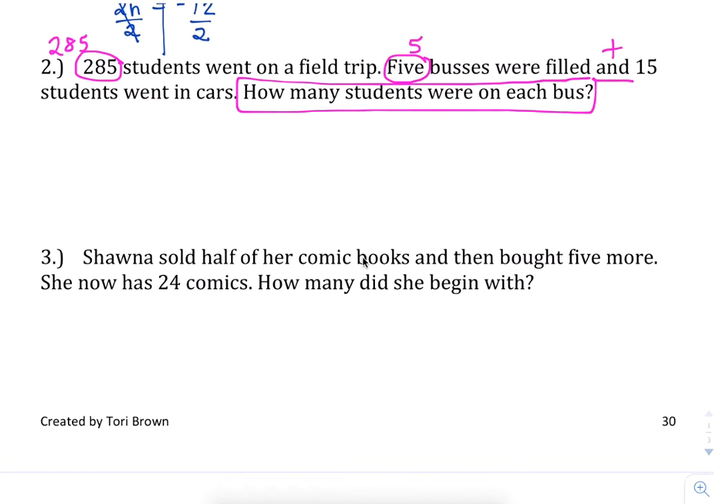So 5 buses and 15 students. How does the 285 fit in that? 285 students went on the field trip. Hopefully you're recognizing this, that this is your total. So I'm going to show you a couple things. First of all, make sure that we say b is the number of students on each bus.